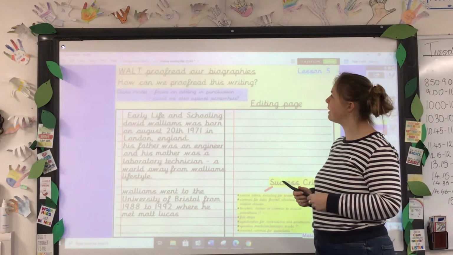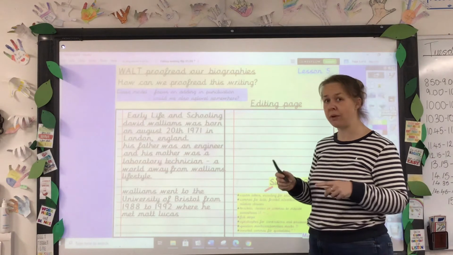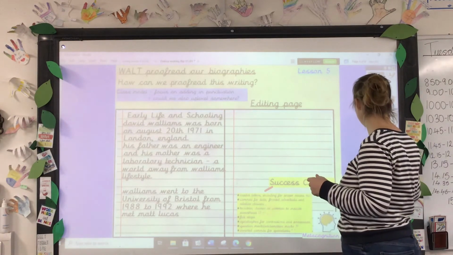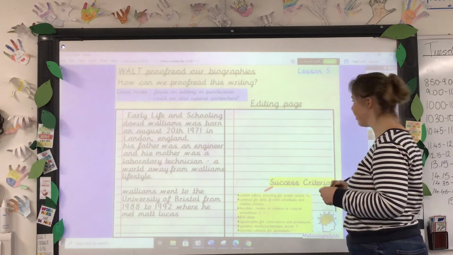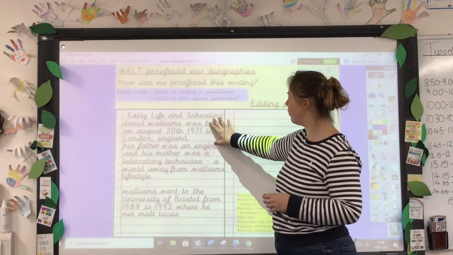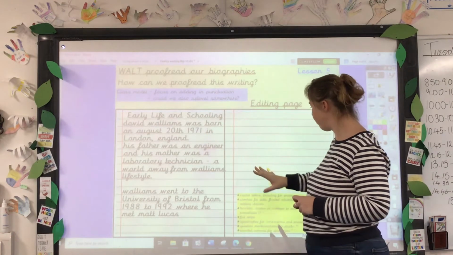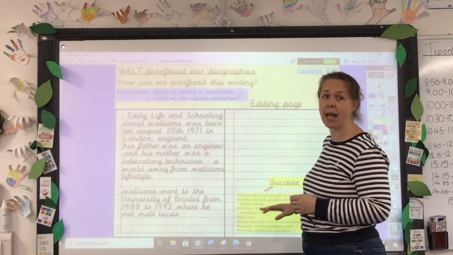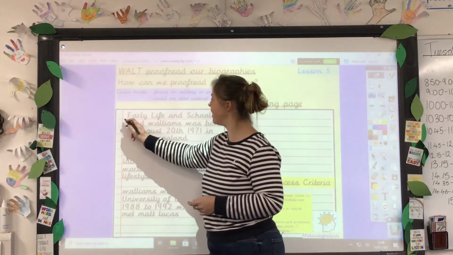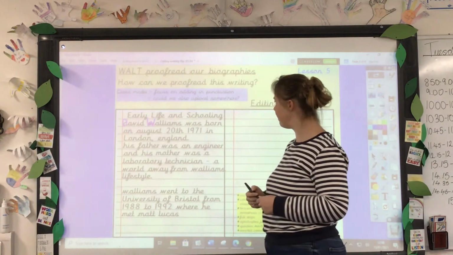So proofreading this bit of writing here, focusing on adding in punctuation, could we also up-level somewhere? So I'm going to start with my punctuation first. I'm going to try and spot any mistakes that have been made. So I've got early life and schooling, and this is written for David Williams. So I'm going to go through and start, like I did last time, looking at capital letters. Well, I can see already, there we go, we need them for his name.